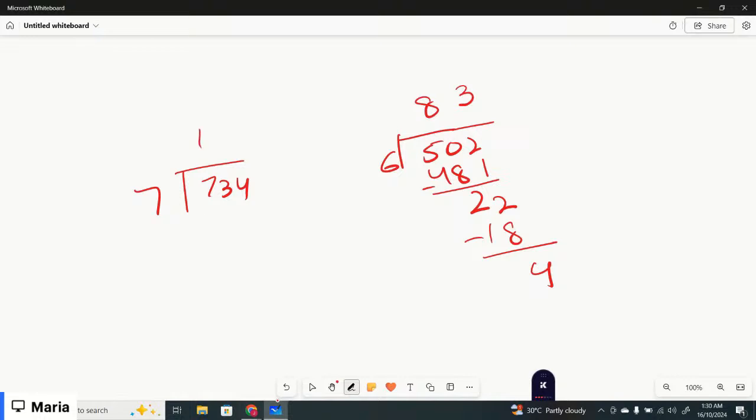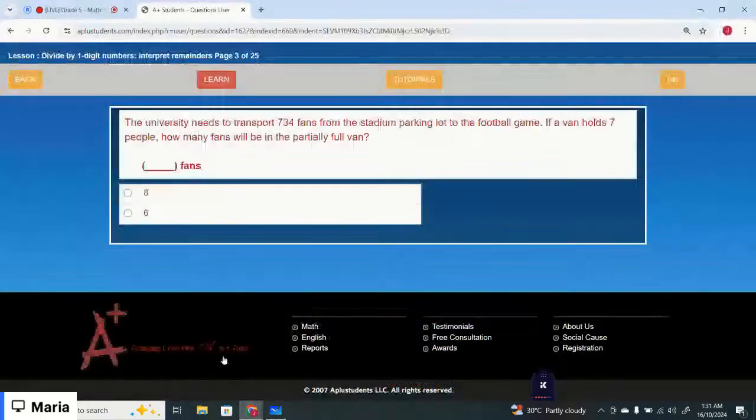So let's just divide. 7 times 1 is 7. 7 take away 7 is 0. That is just 3. You cannot divide 3 by 7, right? Because 3 is smaller than 7. You need to bring the next digit down and you need to put a 0 over here, right? Now you need to count a table of 7 until 34. So 7 times 4 is 28. That is 6.